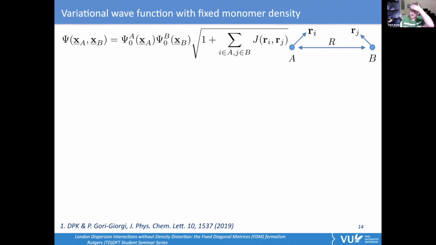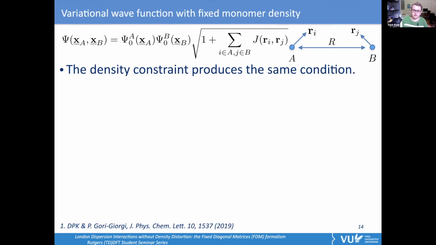But of course, we're interested in systems with more than one electron. So we slightly modify our wave function ansatz. Instead of having this one-electron function, we now have the ground state many-body function of both systems multiplied. And with x underline, we denote the spin and spatial coordinates of all electrons in either of the two systems. Our correlation factor is now altered in the following way. We take a square root of 1 plus a sum over ij, and then the interaction between all these pairs. So the density constraint then produces the same condition.